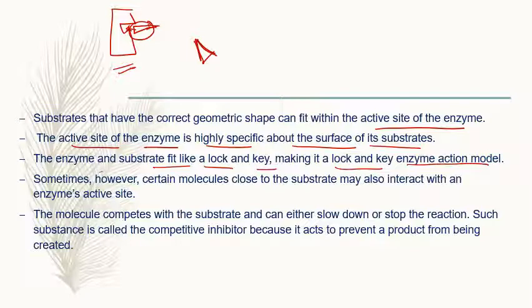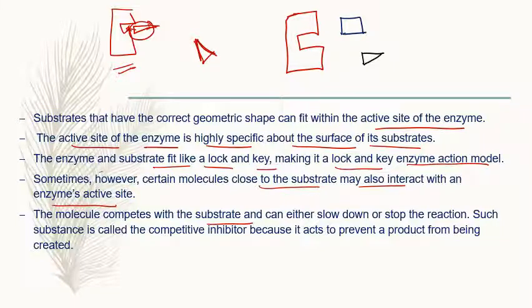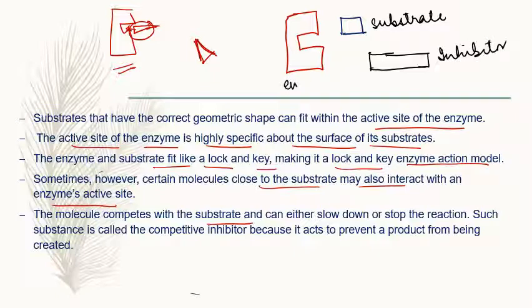Sometimes, however, certain molecules close to the substrate may also interact with an enzyme active site. The molecules compete with the substrate, and now sometimes what happens is, if this is an enzyme, for substrate I am using this blue color, and for inhibitor I am using this color. Now what is happening here? Okay fine, let me change the shape a little bit. So this is what we call substrate and this is something we call inhibitor. That means which will inhibit the enzyme, and this is what we call enzyme.